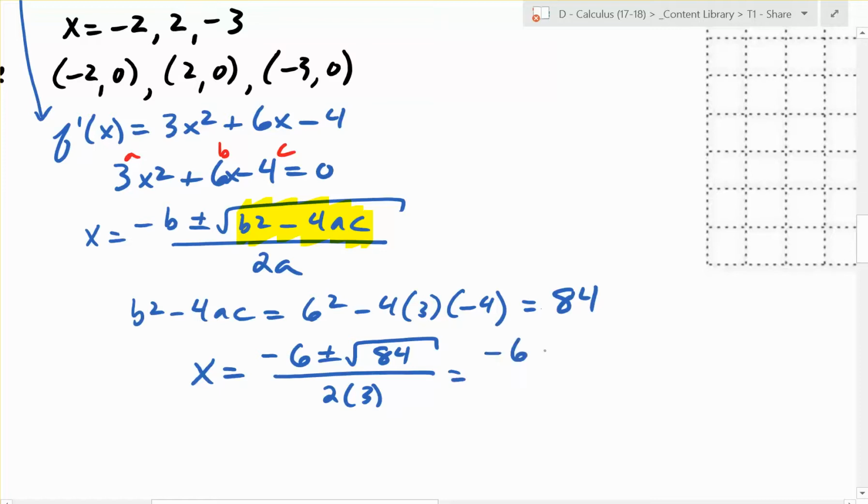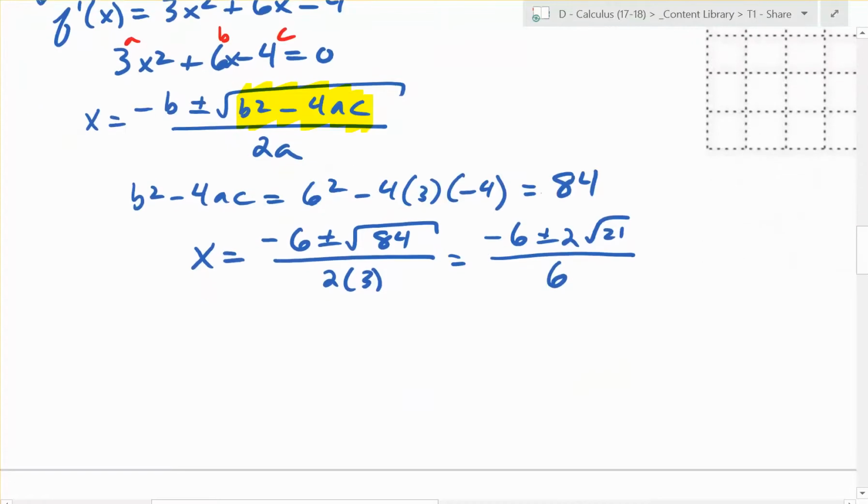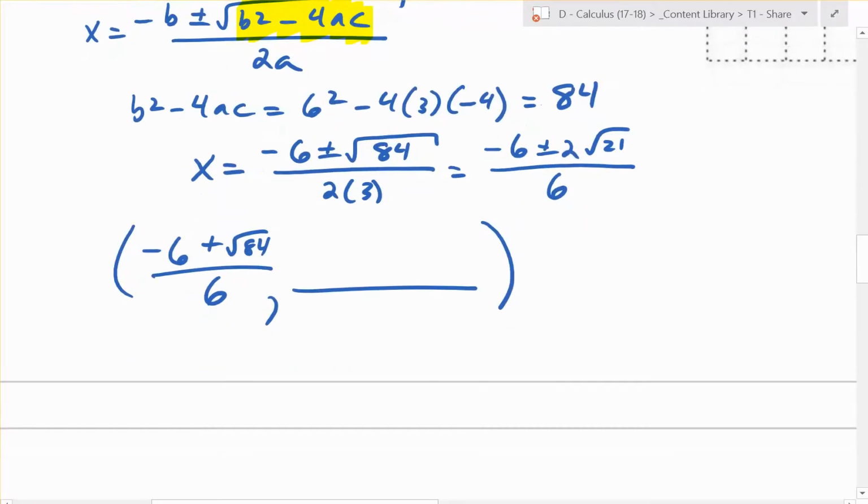You end up with negative 6 plus or minus 2 root 21. You can factor out the 4. It turns into 2 times negative 3 plus or minus root 21 over 6. The decimal equivalents to these, if you do them out, you're looking for the decimal equivalent of negative 6 plus root 84 over 6. That's our first point. And then the y value, you need to use your calculator for that, and then negative 6 minus the square root of 84 over 6.